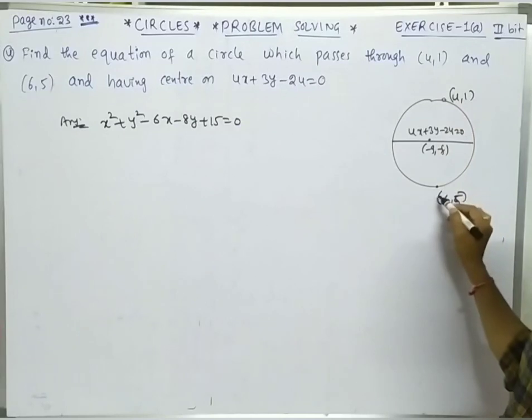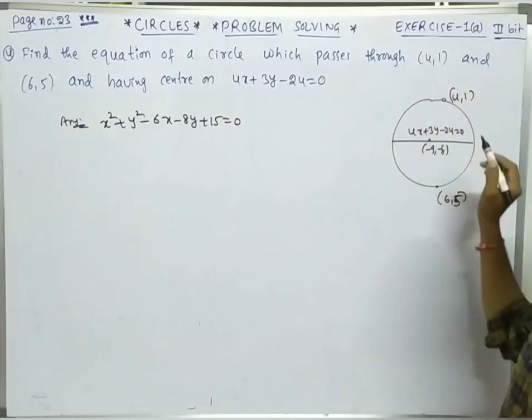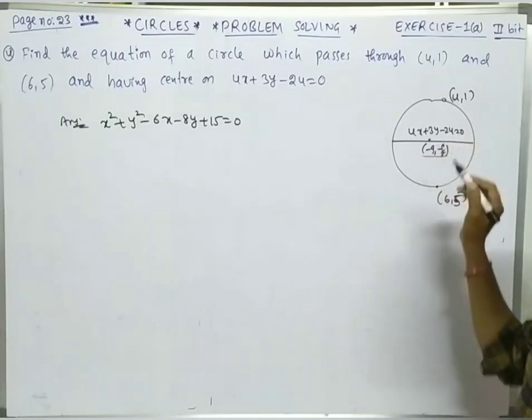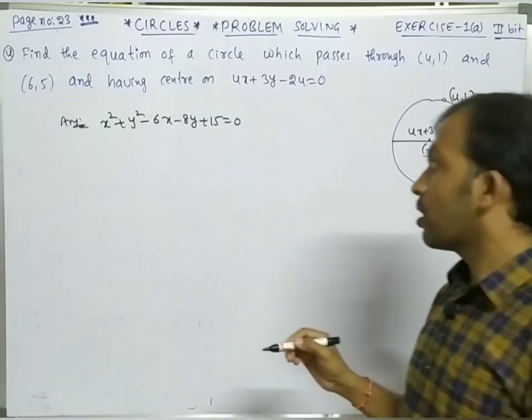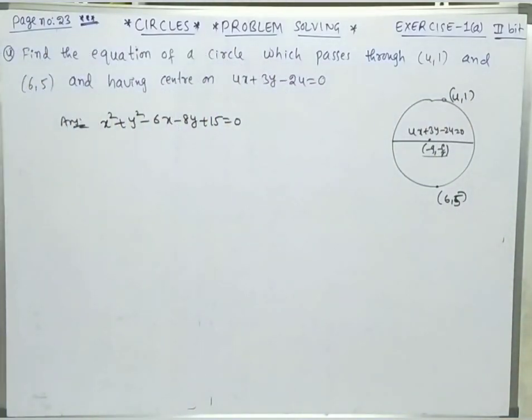So A here, B here. Okay, so substitute the A point in the general equation, the B point, and substitute minus g comma minus f on the line. Then solve those three equations, you will get the equation of the circle: x square plus y square minus 6x minus 8y plus 15 is equal to 0.